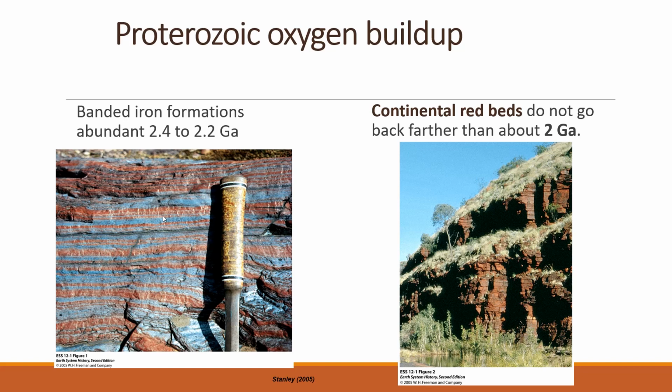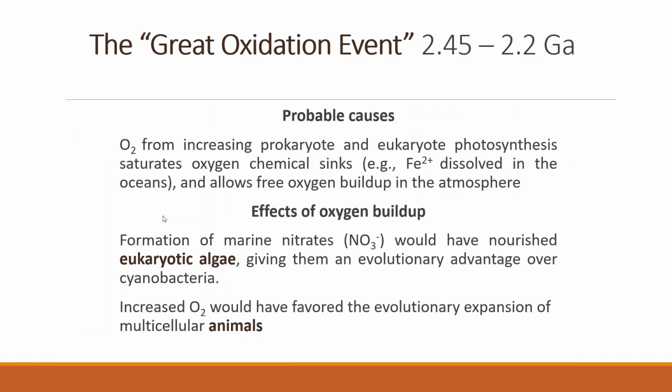But another indication that we had this massive buildup of oxygen, we had excessive oxygen. So we call this the Great Oxidation Event. It occurred between 2.2 and 2.45 billion years ago. The probable causes were increasing photosynthesis due to these bacteria. It saturated oxygen chemical sinks, so basically anything that could take in oxygen was full of oxygen. And because they couldn't take in any more oxygen, that allowed free oxygen to build up in the atmosphere. So suddenly we have oxygen as oxygen in our atmosphere.